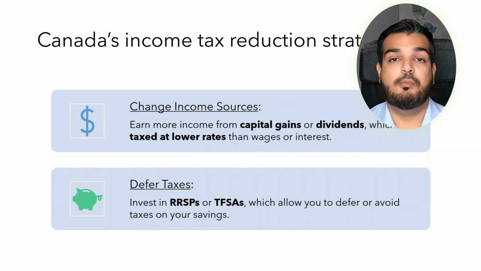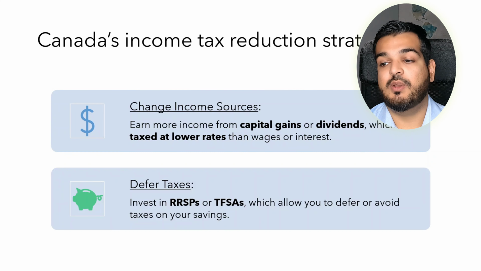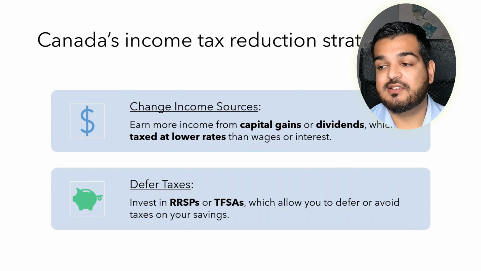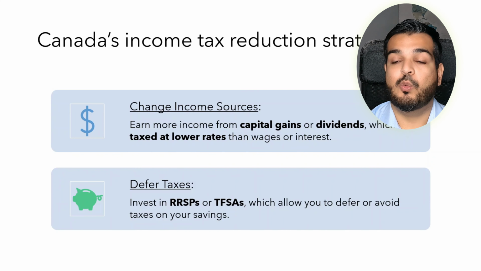Alternatively, and this is a bit of a more complex strategy, you can leave your money inside a corporation or an investment property, which lets you defer taxes until you withdraw or sell them. Corporations pay lower taxes than individuals on active business income, and investment properties can generate rental income that is taxed at a lower rate than regular income because you can claim certain expenses against that income source.